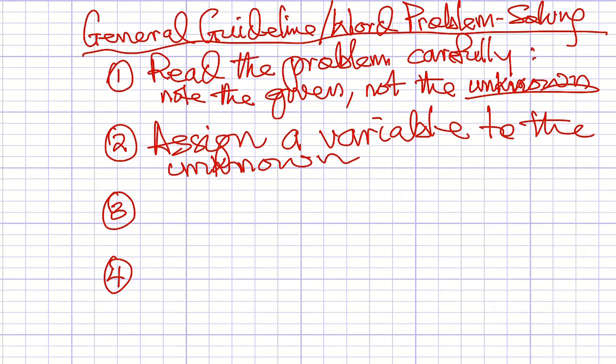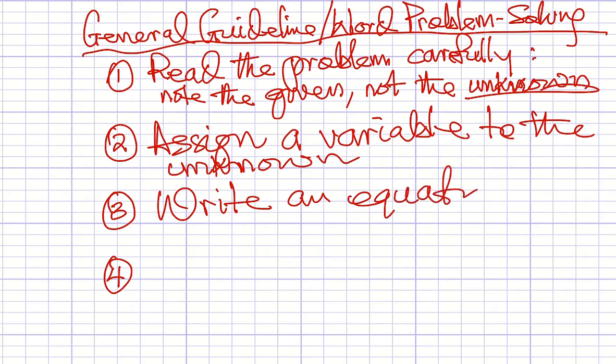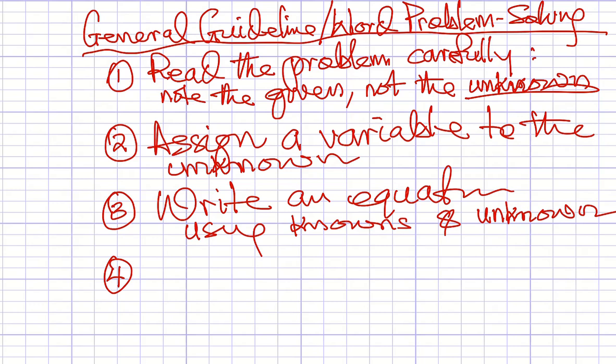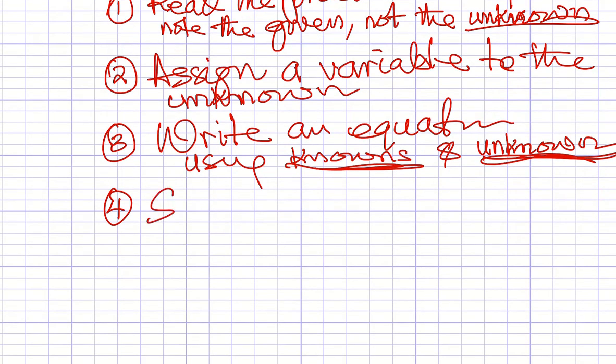And then after that, write an equation. Design an equation, whatever you want to say. Write an equation using the knowns and that one unknown. There's always one unknown they want you to find, sometimes several unknowns. Usually the unknown is in the form of a variable mixed up with the knowns. And then you solve it.